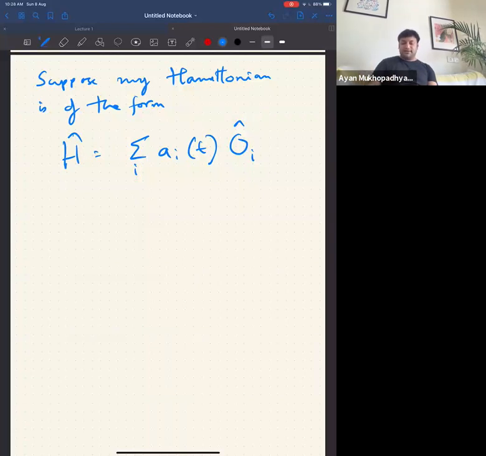But for the moment, we just take the point of view that I have a Hamiltonian of this form, where I write it in this way. So H becomes a function of t, right? And energy is not conserved because there's an explicit time dependence.